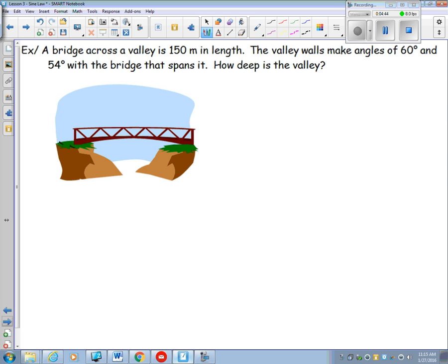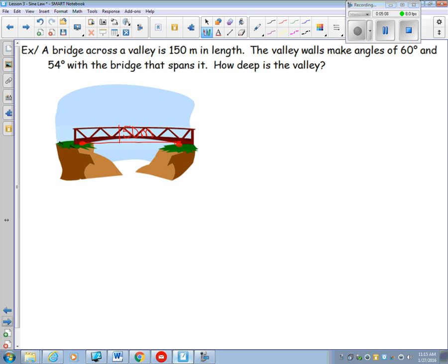Okay, last one. It's a little bit trickier. You have to think a little bit about this one. See if you can draw the picture, see if you can interpret what's going on here. If you can do that, we'll talk about the math in just a second. You've got a bridge across a valley 150 meters in length. So from one end of the bridge to the other end of the bridge is 150 meters.